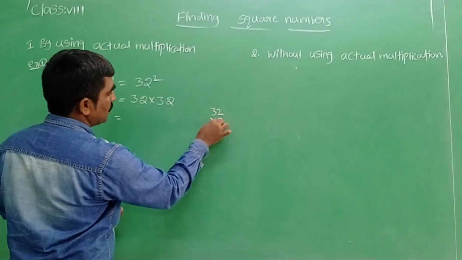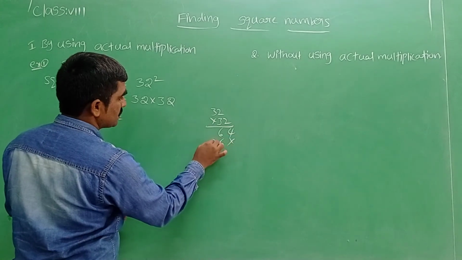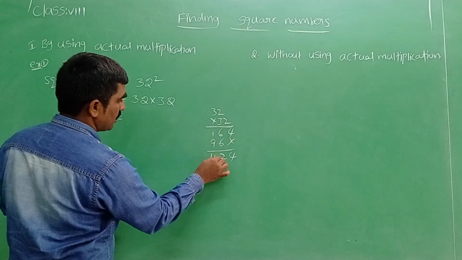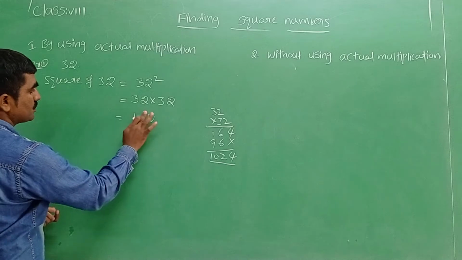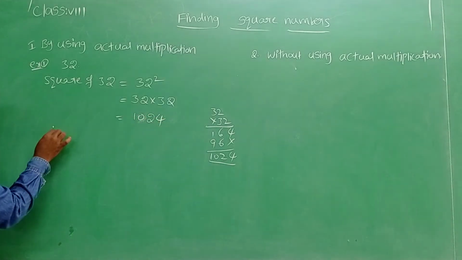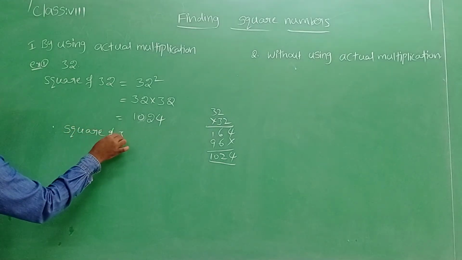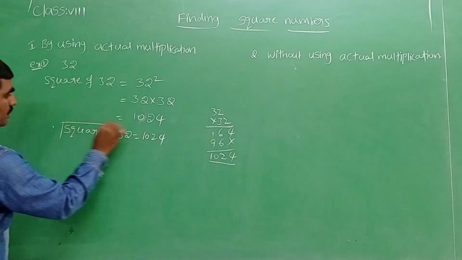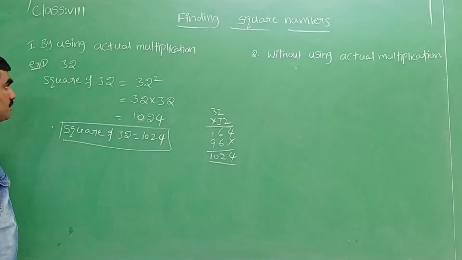32 into 32. 2 twos are 4, 2 threes are 6, 3 twos are 6, 3 threes are 9. 4, 6 plus 6 is 12, 2 and 1 carry. Yes, I got 1024. So what can we write? Therefore, the square of 32 is equal to how much? 1024. So this is the way we can find the square of a given number by using the actual multiplication method.